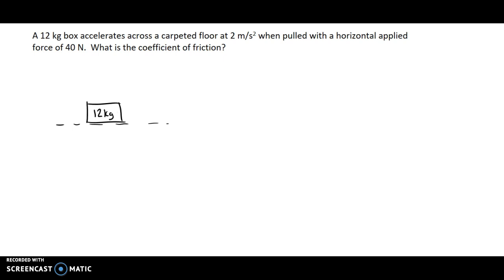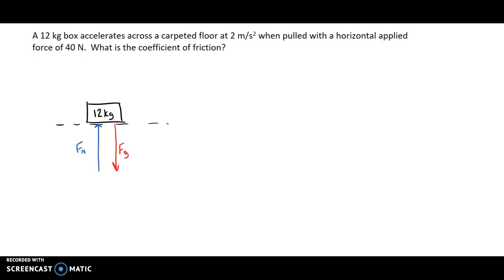Every object is going to have a force of gravity acting on it. In this case, since it's on flat ground, there are no other vertical forces. We can draw in the normal force, and we're going to draw it as the same length. The sum of the forces vertically has to equal 0 because it's not accelerating vertically.